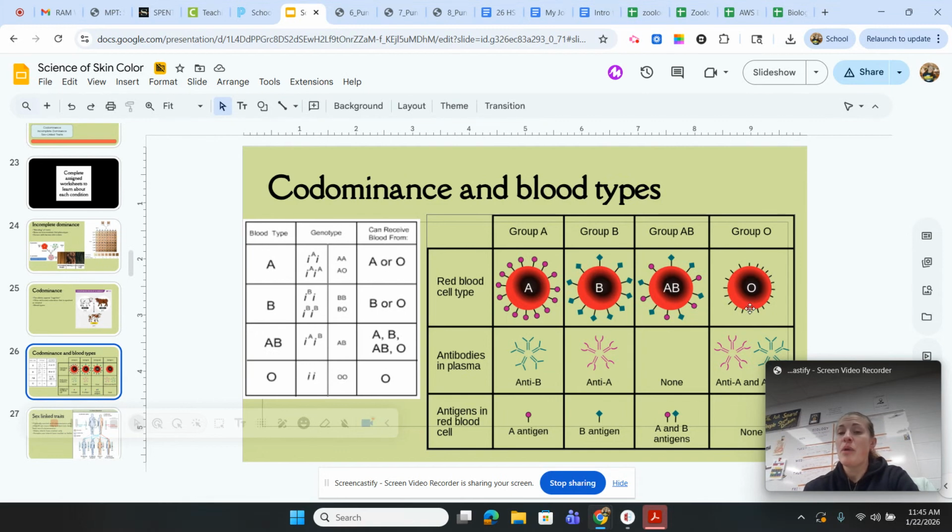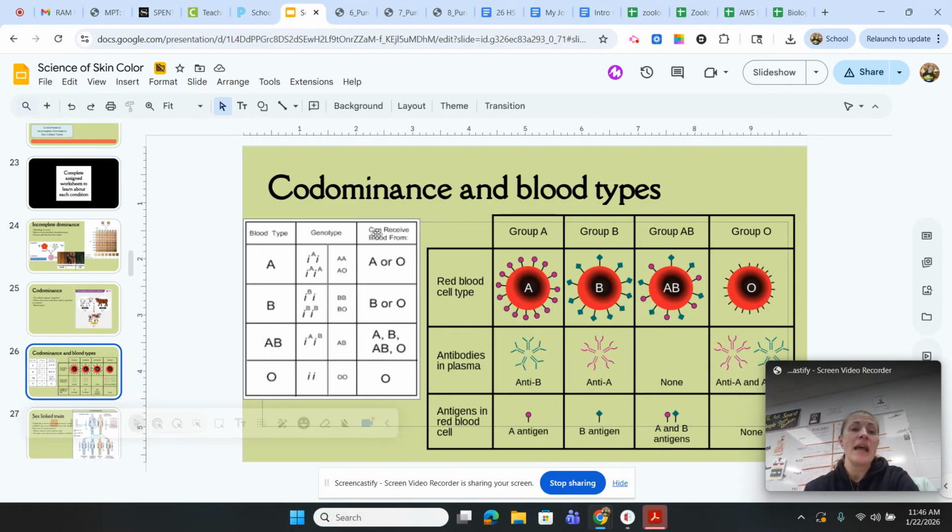If we look at type O, they don't have any of those little spike proteins and they have antibodies for both. What this means for blood donation is if you have type O blood, because you don't have any little spikes, you can actually donate blood to type AB, type B, type A, and other type O people. If you are type AB, you can receive blood from type A, type B, or type O because your body doesn't have any of those antibodies.